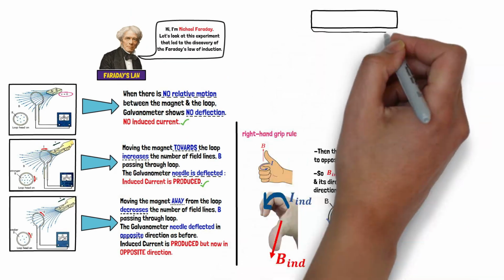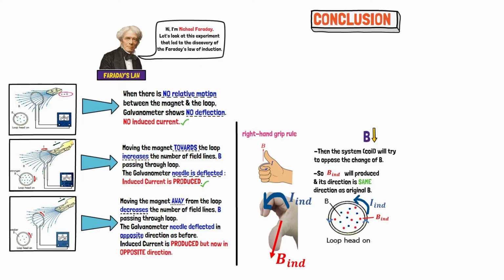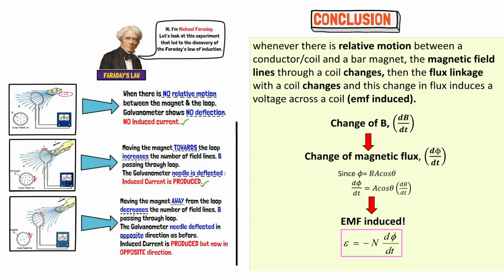Okay? Jadi berdasarkan eksperimen ini, we can conclude that whenever there is a relative motion between the coil ataupun conductor and a magnetic bar, okay, so what happened? The magnetic field lines through a coil changes. Kalau bar magnet itu mendekati coil, B akan meningkat. Kalau bar magnet itu menjauhi coil, means that B will decrease. Dan bila ada perubahan magnetic field line sama ada meningkat ataupun menurun, then the flux linkage will also change, and this change in flux will induce a voltage across a coil.